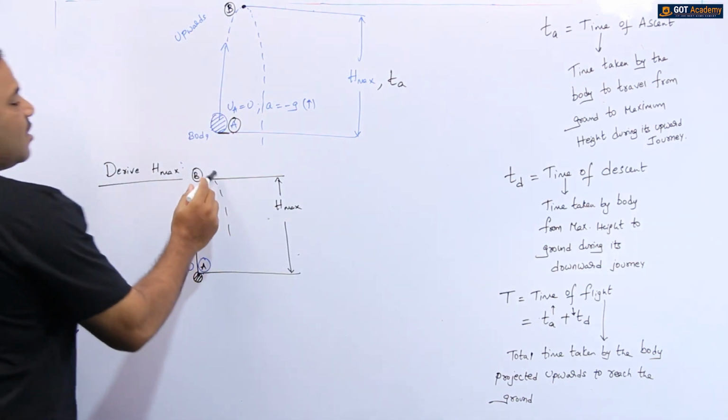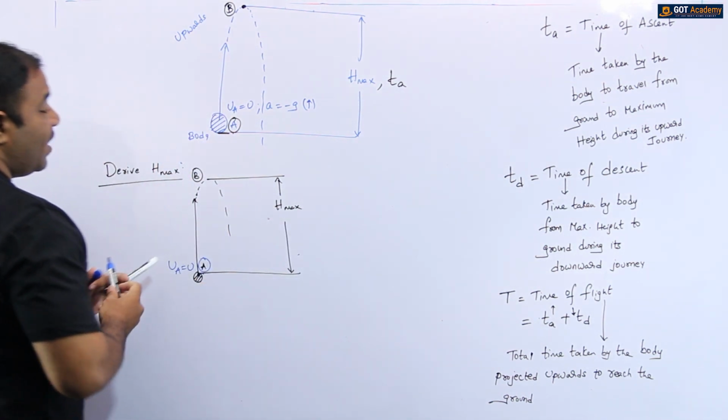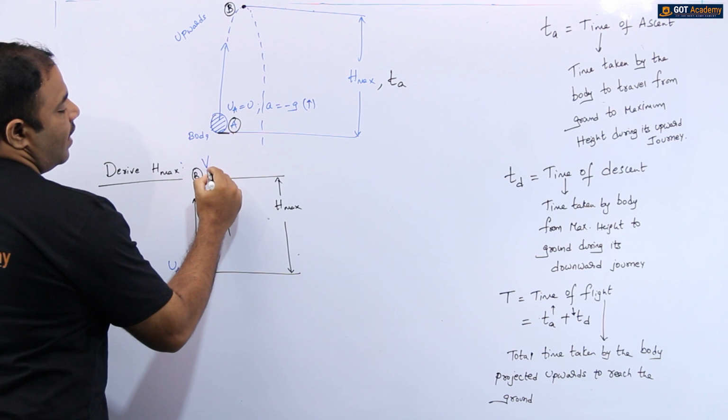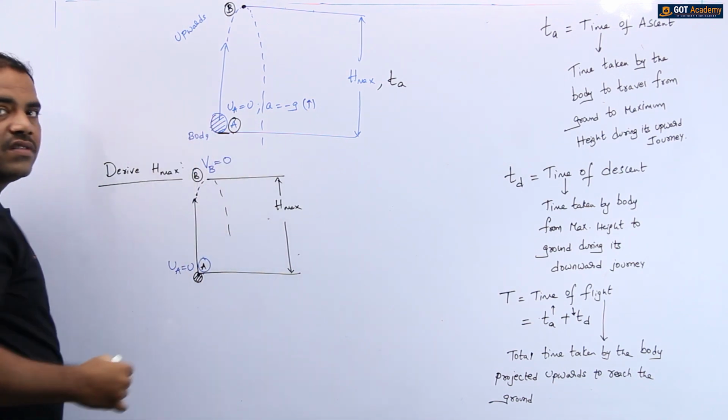So at this maximum height point, the velocity must be equal to 0. So velocity at point B is equal to 0.